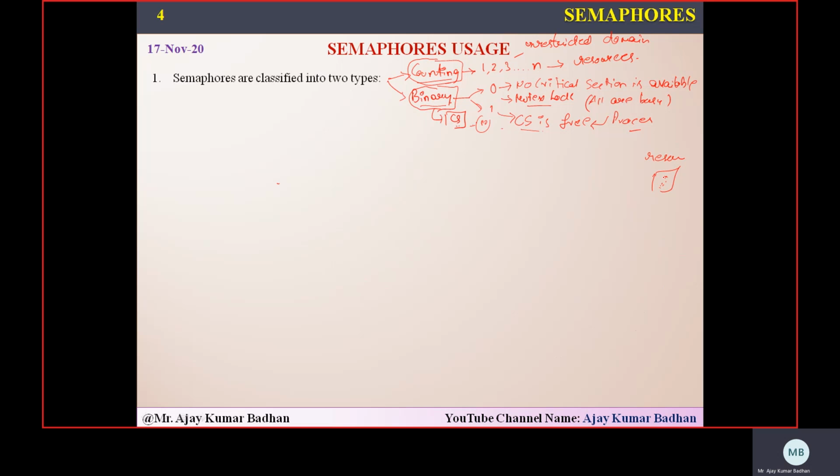Every resource will have some instances, right? For example, if you take a printer, at a time 10 people can give a command to the printer to print it. Obviously the output will come one after another. What we are saying is this printer will have a queue of size 10. So 10 people simultaneously giving a print, that will be queued here.